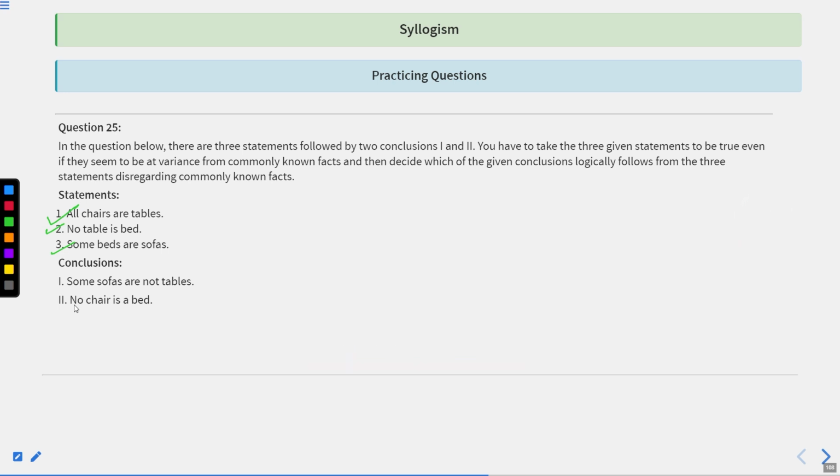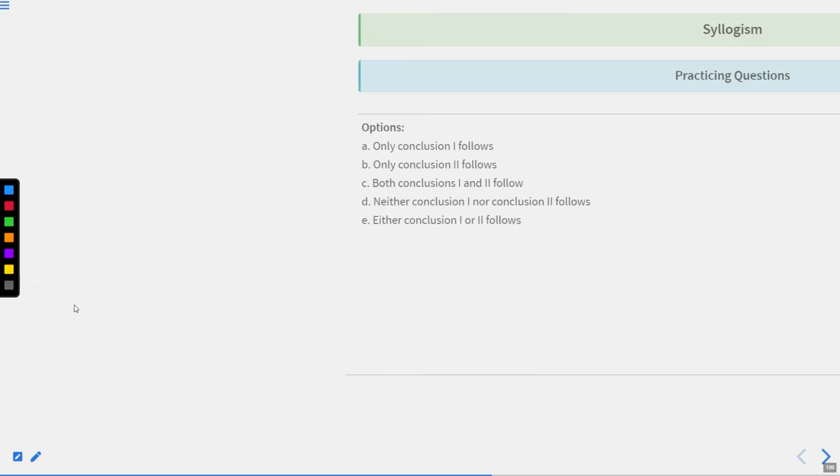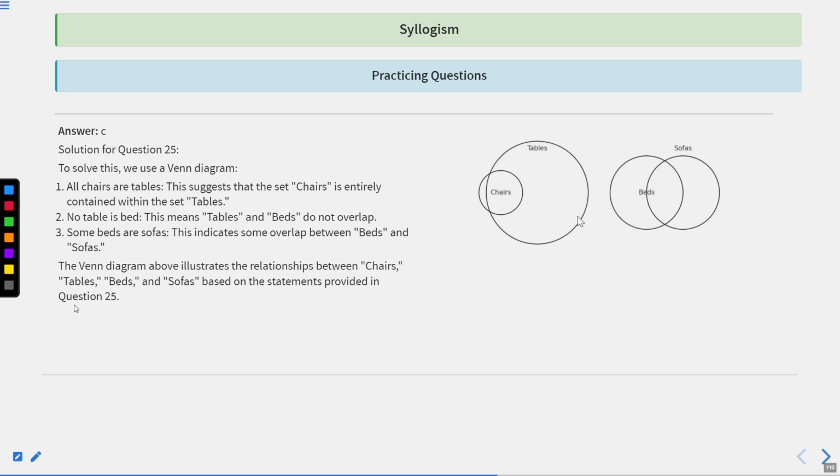Okay, my dear students. Now we will try to understand what exactly the conclusion says. The conclusion says that all chairs are tables. Is this the correct Venn diagram for the statement that has been provided? Obviously not. Why is it not the correct representation? It is overlapping but not entirely contained within the circle of tables. But the statement is saying that all chairs are tables.